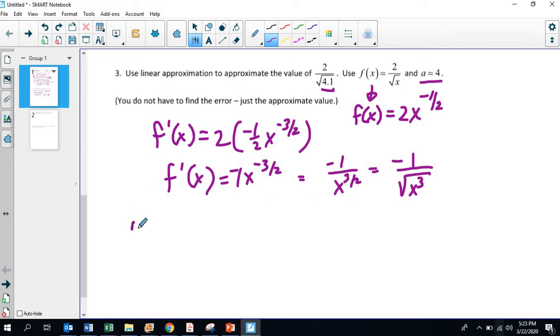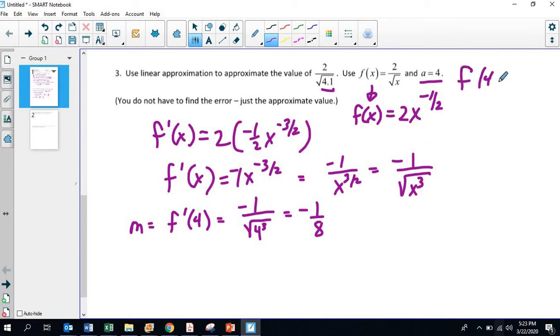And so when we come down here to find the slope, that's f prime at the point 4. And so that's negative 1 over the square root of 4 cubed. 4 cubed is 64, and so we get negative 1 over 8 as our slope. Continuing with this process, we know that f of 4 is 2 over the square root of 4. And that's 2 over 2, which is 1.